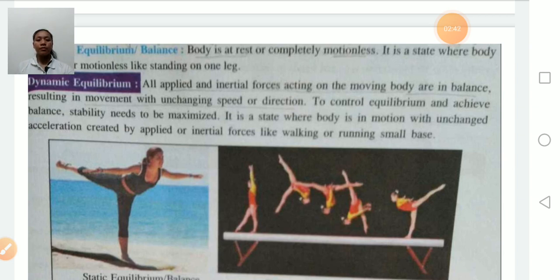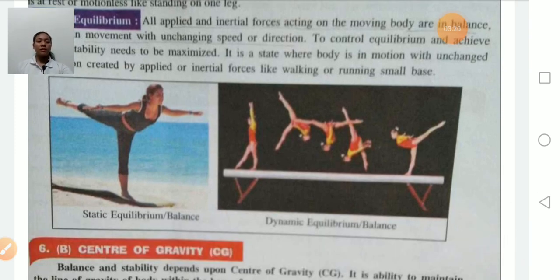It is a state where the body is in motion with unchanged acceleration created by the applied or inertial force, like walking, running, or running on a small base. Applied and inertial forces on a moving body are balanced. Therefore, there is a movement with unchanging speed or direction. This is dynamic. For example, walking or running on a small base.